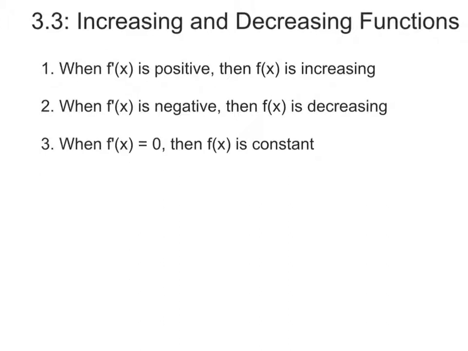Well, take a look here. When the first derivative is positive, then we know f is going to be increasing because it'll have a positive slope. When the first derivative is negative, we know it'll be decreasing. We'll have a decreasing function because the slope is negative. And when the first derivative is constant, then we know the slope is equal to 0. And we've looked at this before.